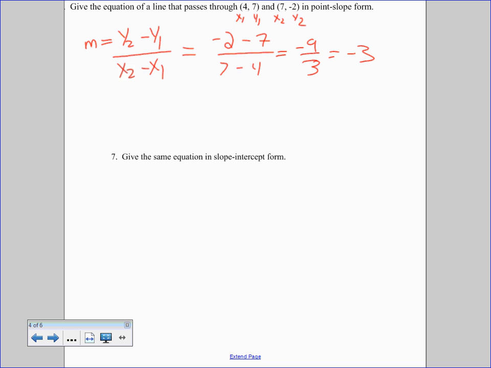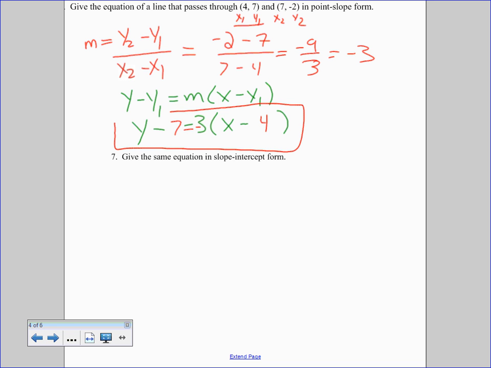But that's not in point slope form. That is just the value of the slope. Point slope form of a line is y minus y1 equals m times x minus x1. So we now know that m is -3. And as we saw up here, we already have x1 and y1, so this is y minus 7 equals -3 times x minus 4. And there is our equation in point slope form.